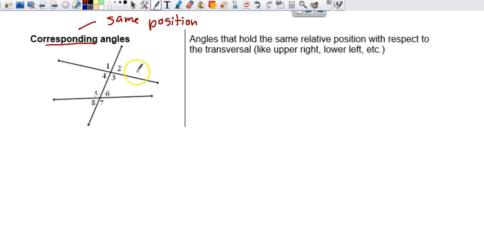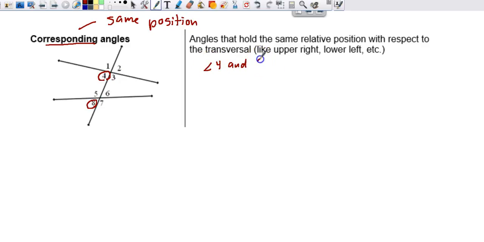So if you were to imagine these lines were to come together and you look at angle 4, that's in the bottom left part of this group of angles. So if I go down here, which angle would be in the bottom left of that group of angles? Well, it turns out it's that angle. All right, so corresponding in the same position, they would kind of overlap each other if these lines were to line up. So we'd say angle 4 and angle 8.